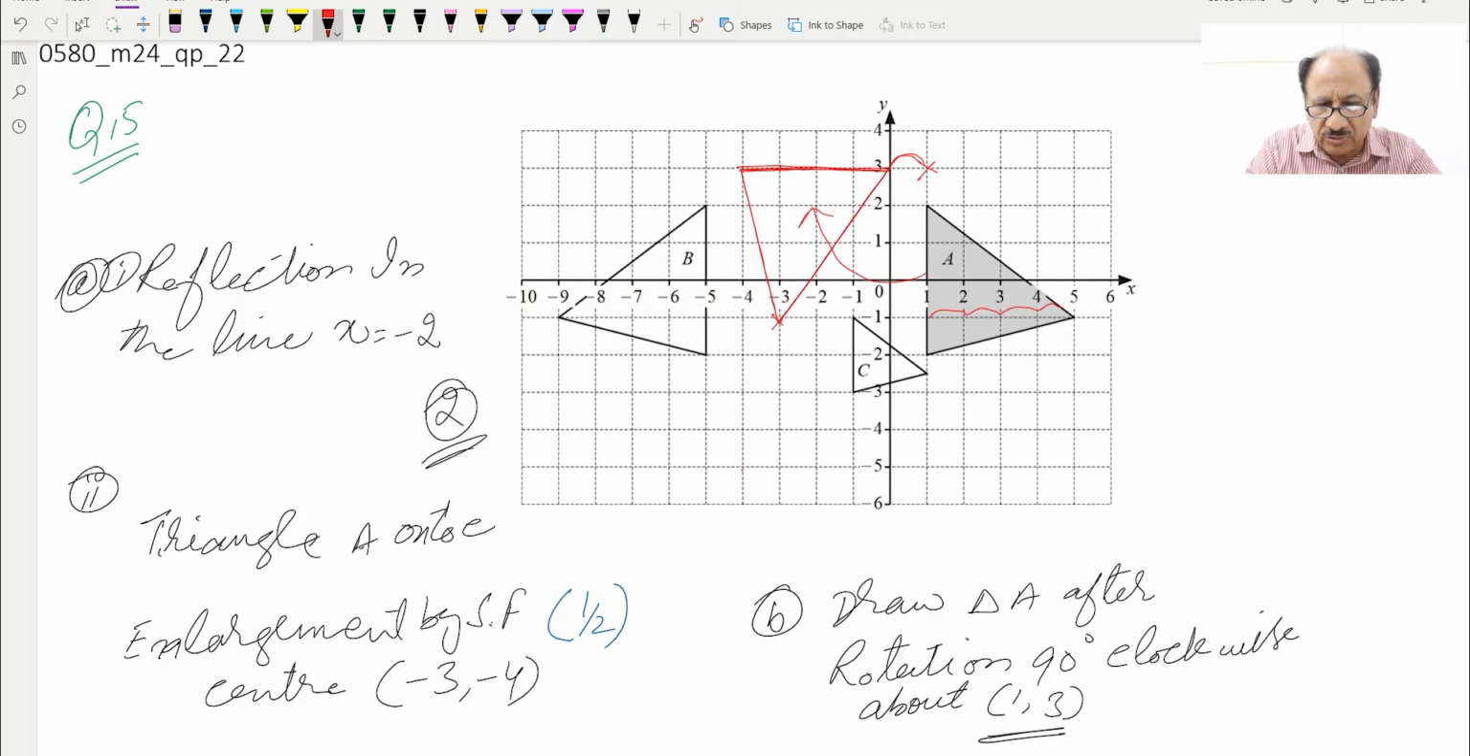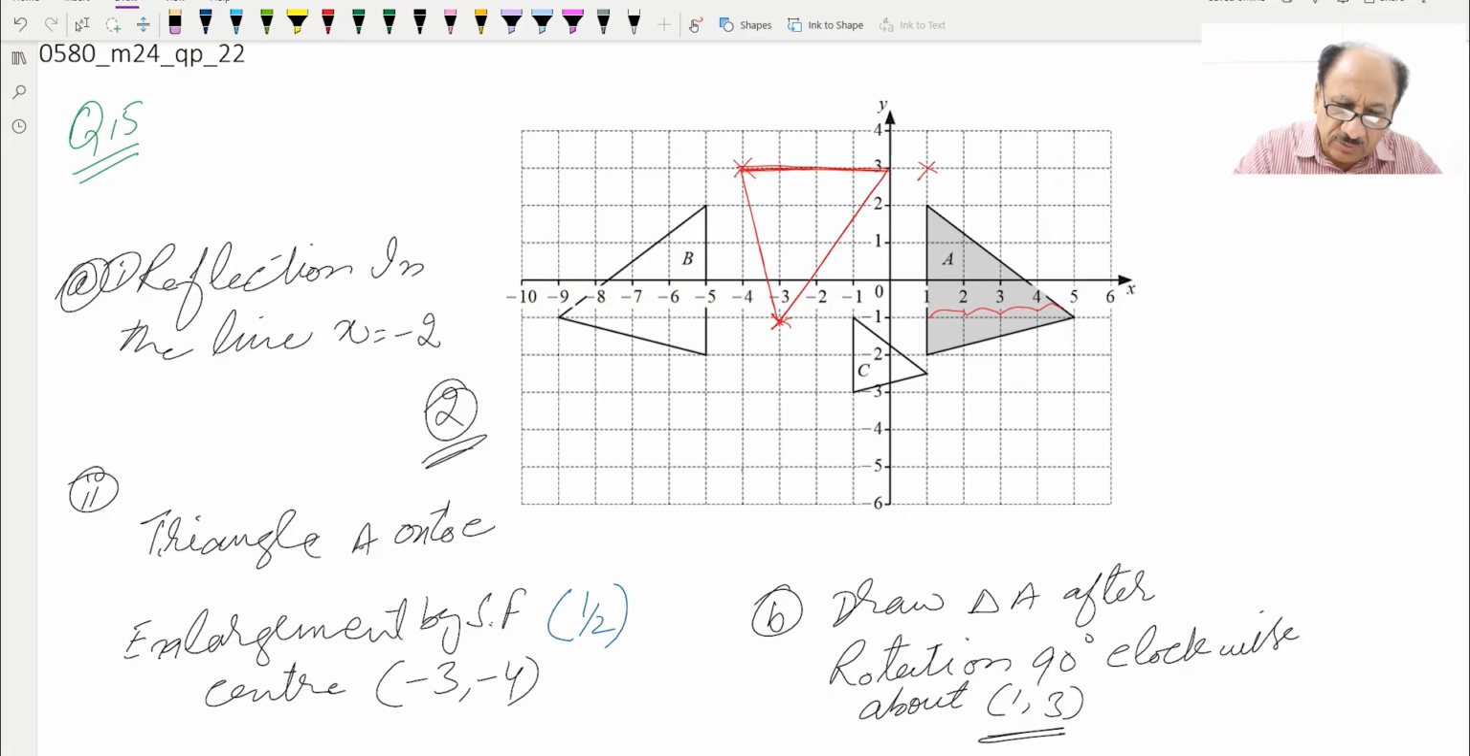Always try to use tracing paper. That will be very helpful, and that is also allowed in the exam. So if you go through the main instruction of your exam paper, it is written that you can use tracing paper. So tracing paper is allowed. Better to use tracing paper.